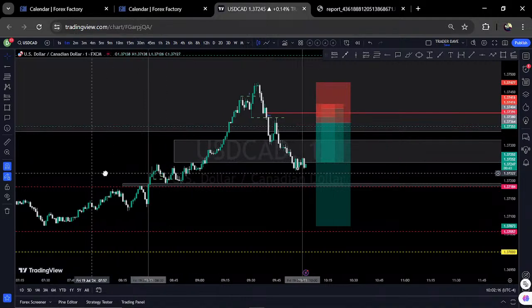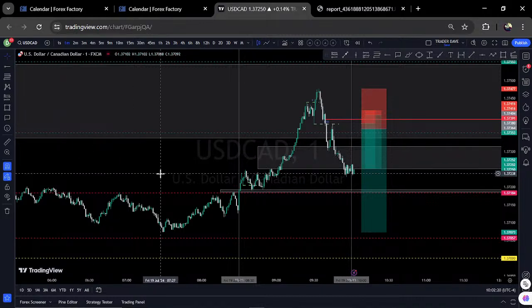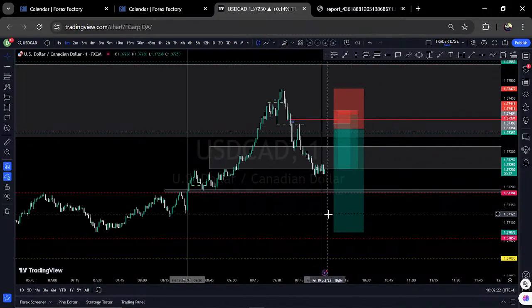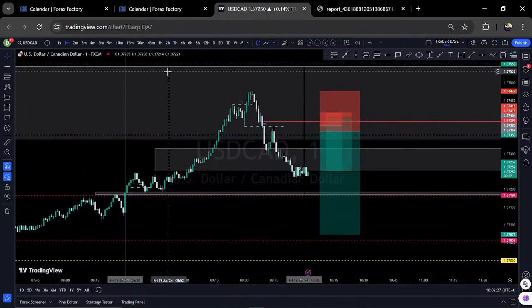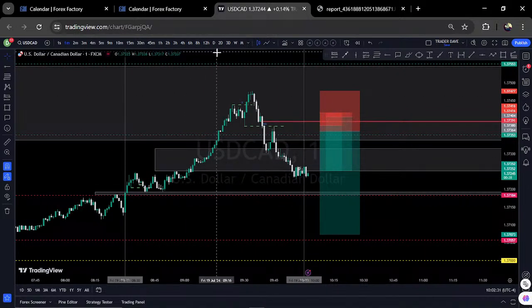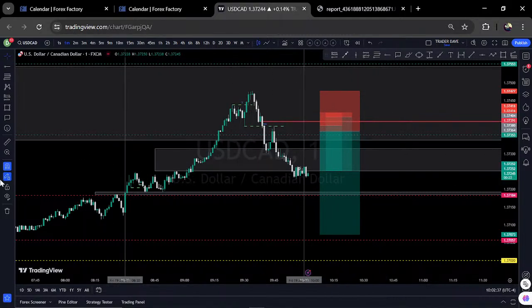Alright, welcome back, guys. This is a setup for USDCAD, a trade that I'll be taking if everything turns out the way I expect it, or the way I analyzed earlier. So quickly, I'm going to take you through how I landed at this type of analysis.